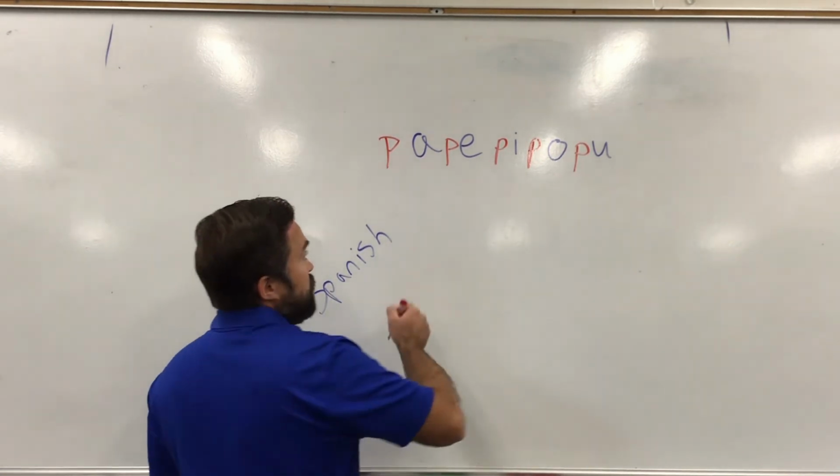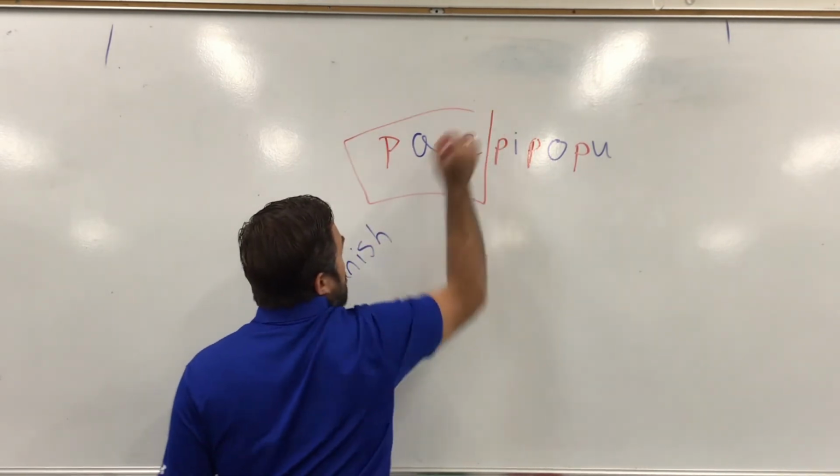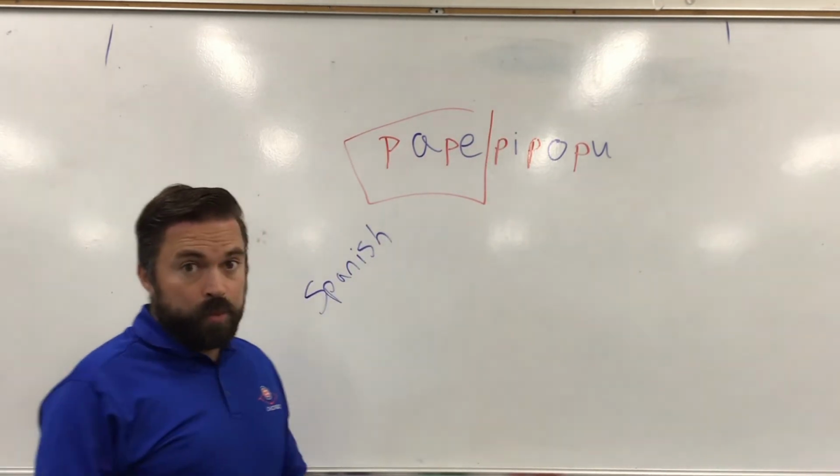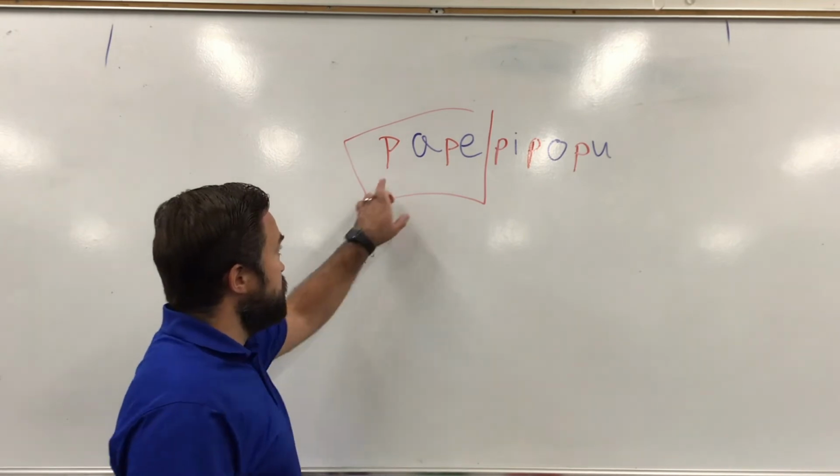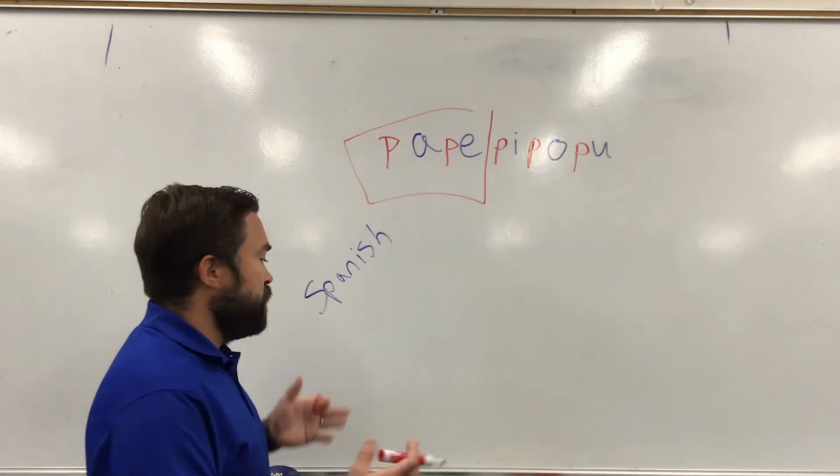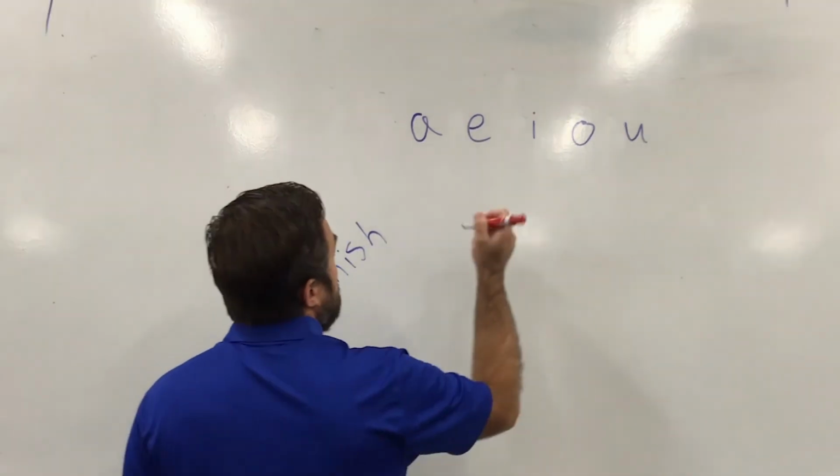Now in English, if you took some of these and put them together, like this right here, you would pronounce that as pape, like paper. But we don't do that in Spanish. This is pa-pe. We have to pronounce each syllable. We have to pronounce each vowel. Let's put another one on here.